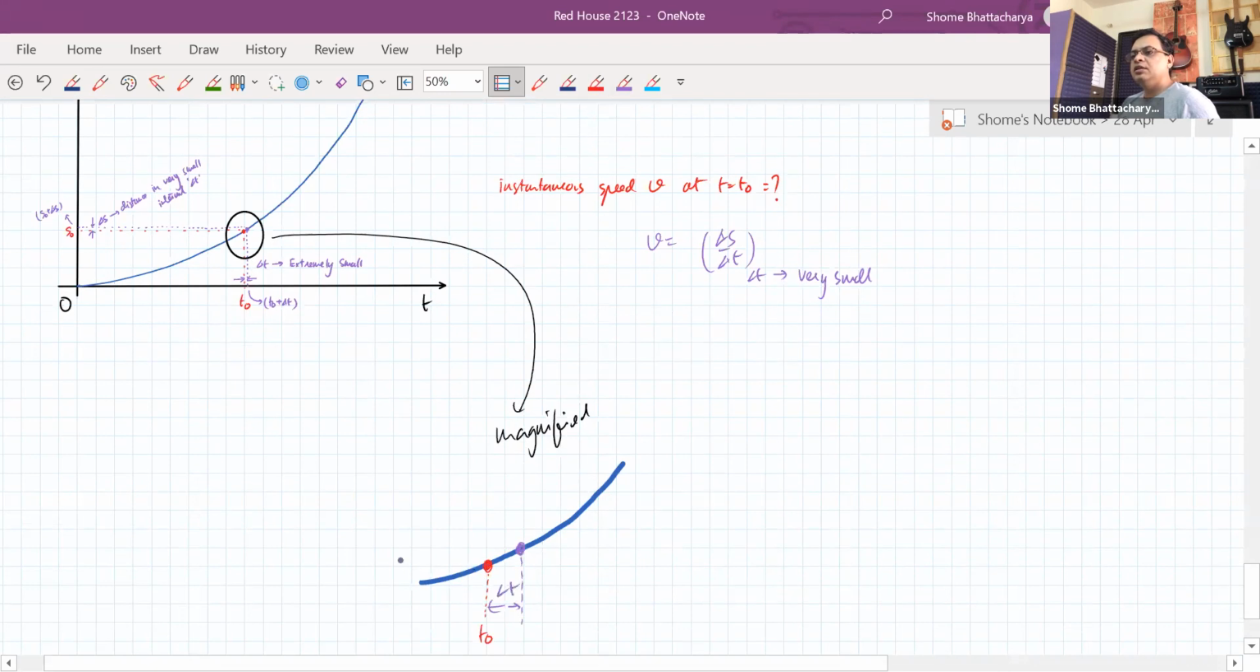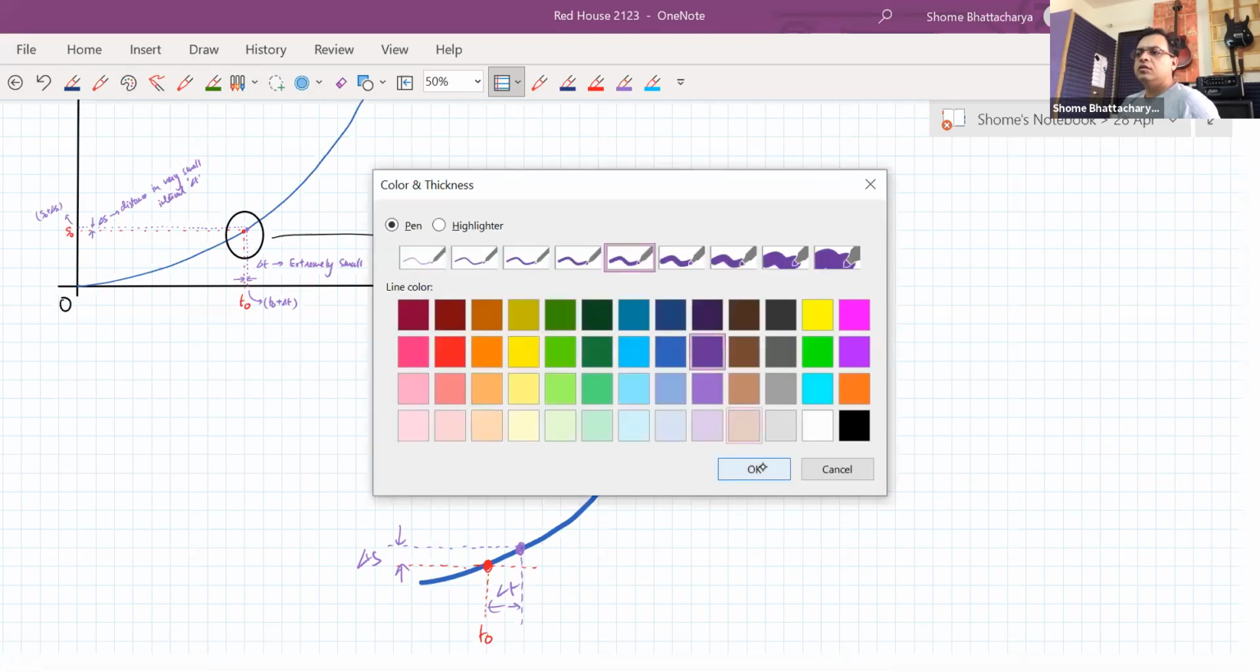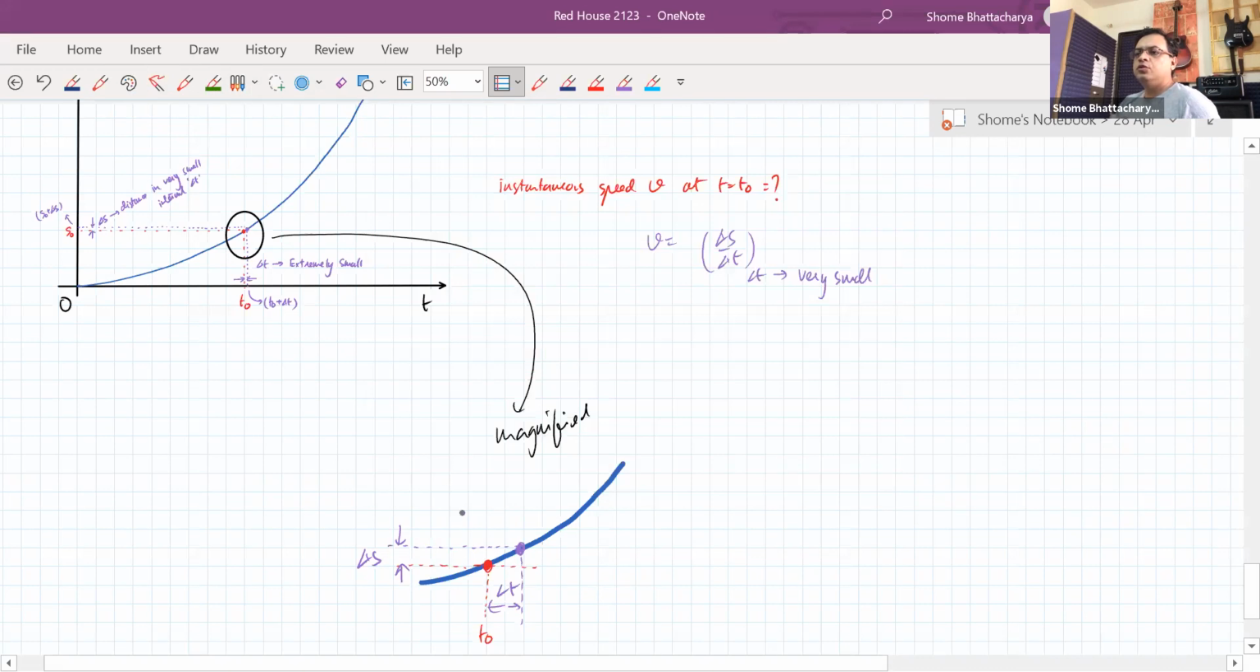So this is my delta T. This is my delta X. Okay. So now in this magnified diagram only, if I were to join these 2 points with a straight line, how would that look? That straight line would look like this.